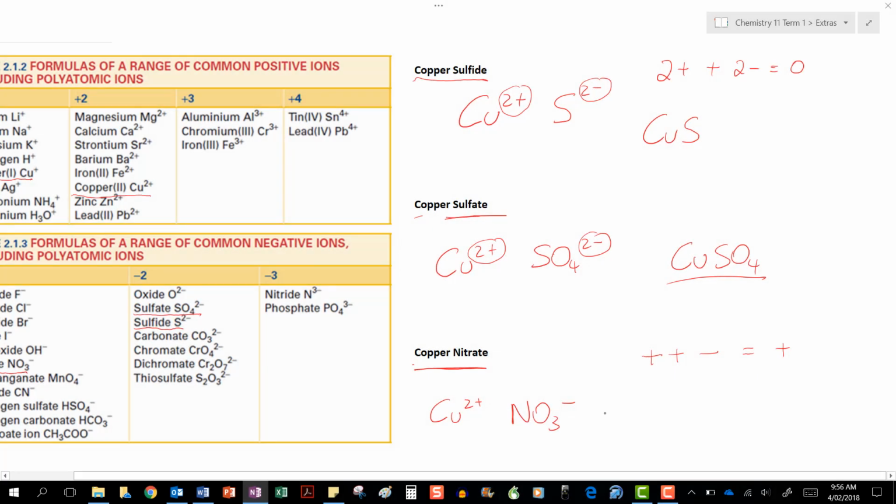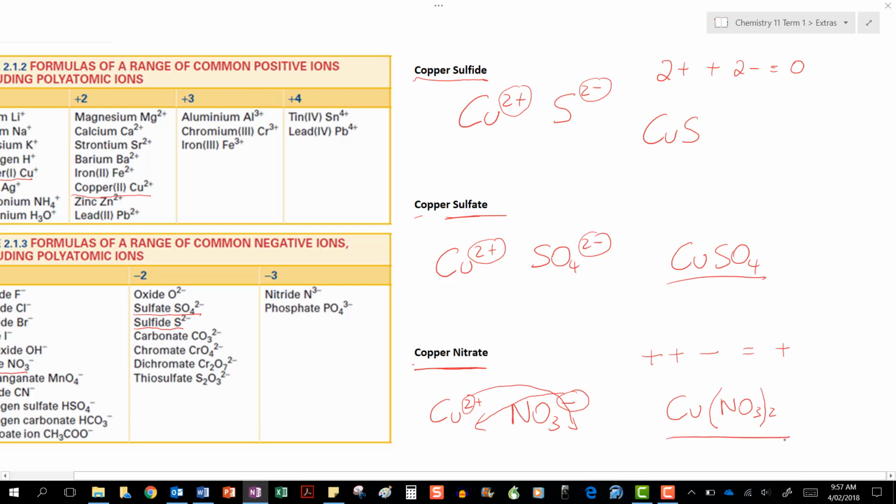Another way to think of it is by cross-multiplying our charges. So we want to cancel this out. We're going to bring the 2 here, and we're going to bring it down to this side, and this is a -1, which we're going to bring down to there. Now we don't write 1s down, so we can just write copper. Again, we have our NO3, and we can bring our 2 down. We need to put the brackets in to make sure that it's 2 lots of nitrate and not 32 oxygens. And that becomes our formula.